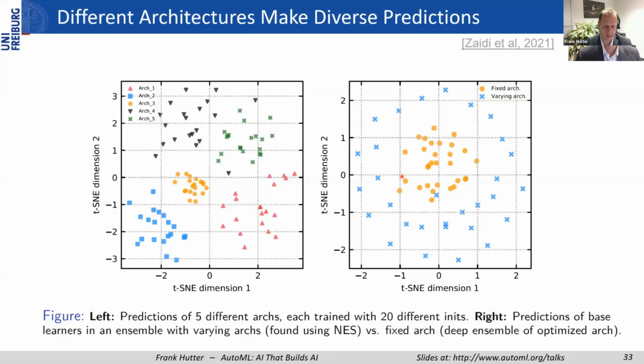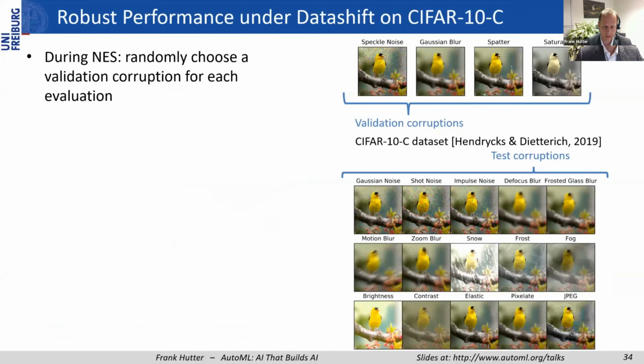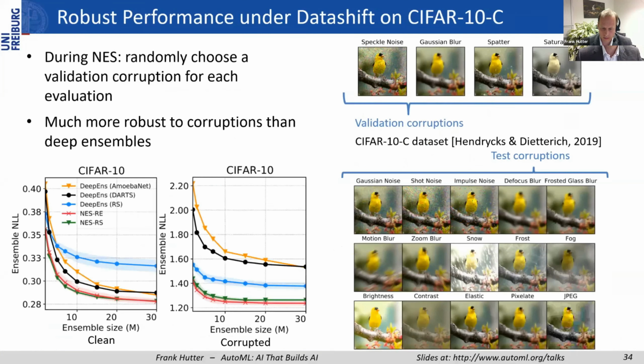And finally, this neural ensemble search also yields robust performance under Datashift. So we used this CIFAR-10 dataset that had some validation corruptions and test corruptions. And, well, long story short, the performance is much better under these corruptions than for deep ensembles. And we get that by, during the neural ensemble search, actually randomly choosing one of these validation corruptions for each evaluation.